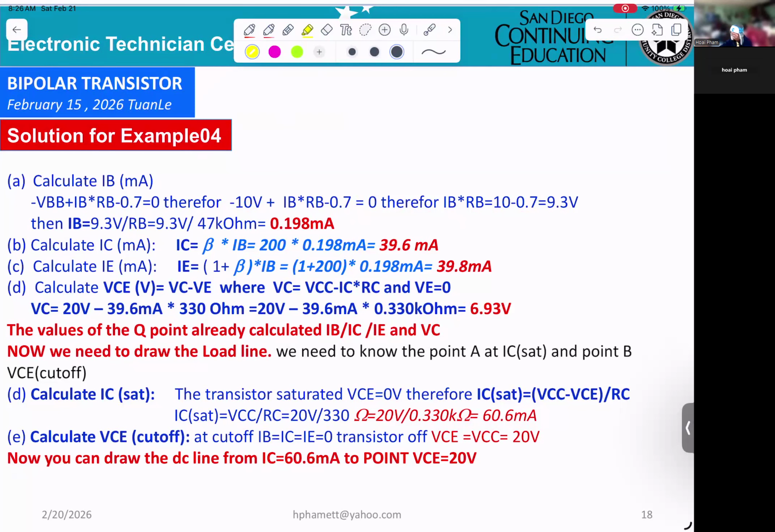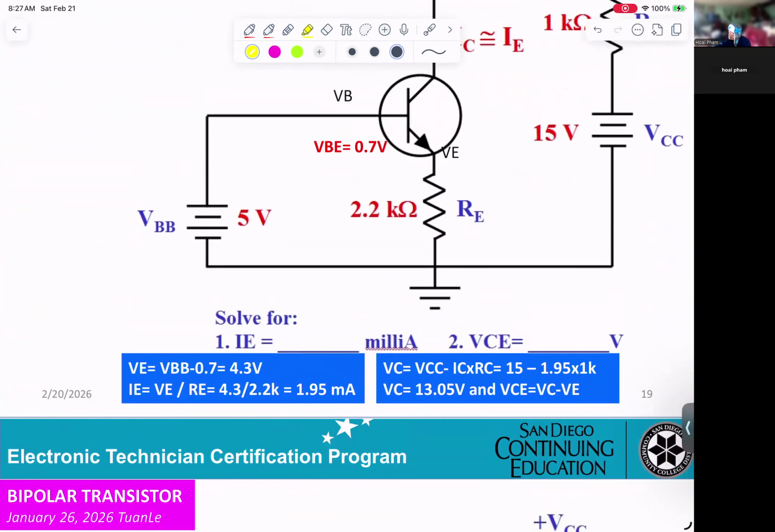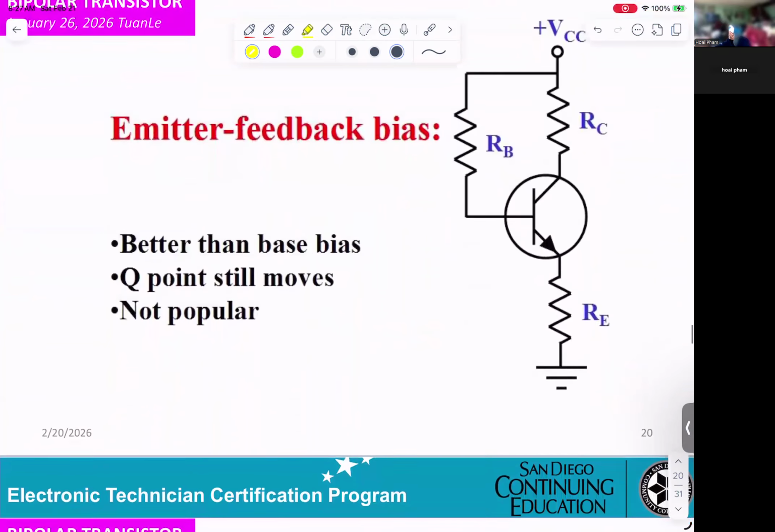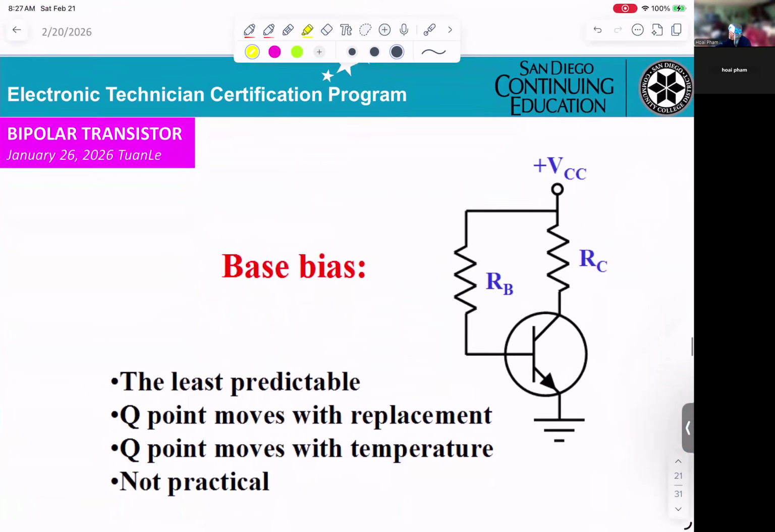Okay, so there's a solution for that example. Try to read it. That's just given to you, same thing, just formula. That needs a feedback bias. That means a different way to connect the circuit. Okay, by bias.